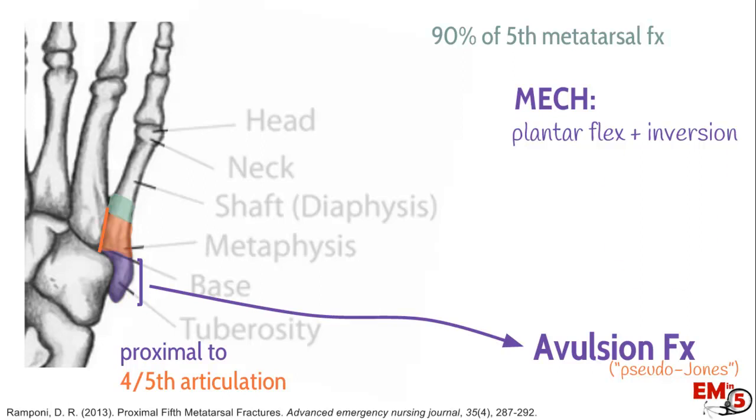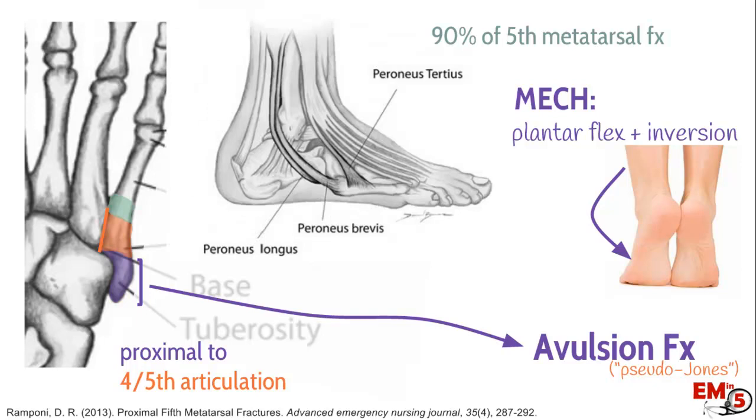And the mechanism is plantar flexion and then an inversion. And the thought behind this is that the peroneus brevis comes in and attaches right there and basically yanks it off. Although now we're starting to see a little bit of literature that says maybe it's actually the lateral band of the plantar fascia. Either way, that's the mechanism, and that's what you need to look out for.